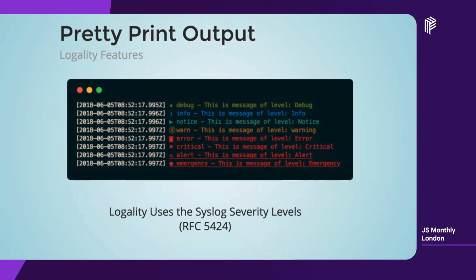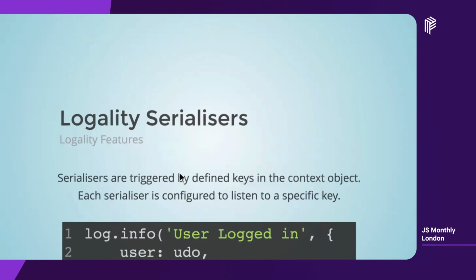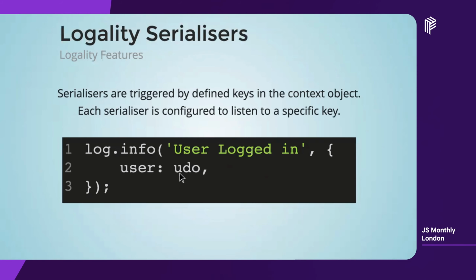Previously, that was a JSON log expanded. This is the pretty print output. The logging level uses the syslog RFC system for severity levels. So we start from debug, info, notice, up to emergency. Pretty straightforward. And this is the basic signature of Logality.